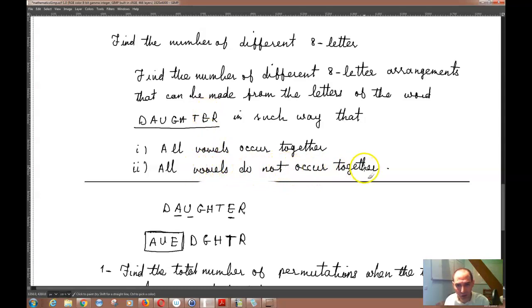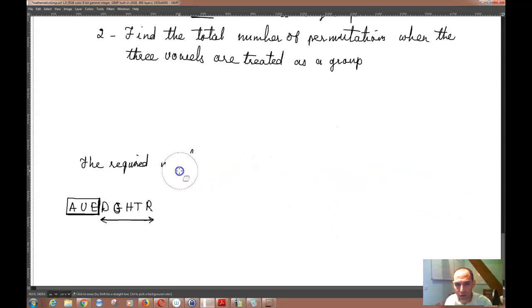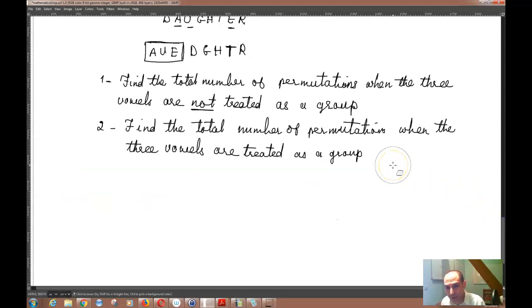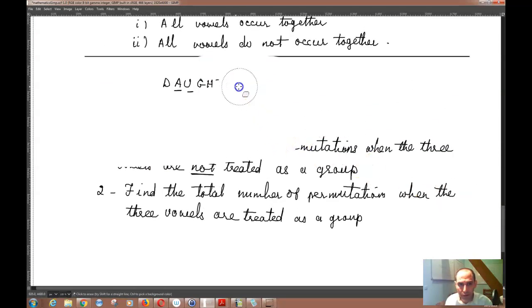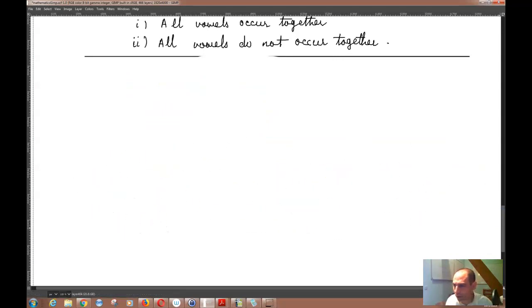When all the vowels do not occur together, that means that what you need to do is take all the different permutations of these words, and then you can take out all the permutations in which the vowels are always together, and then you will get the permutations when the vowels are never together. So all the possible permutations of these.